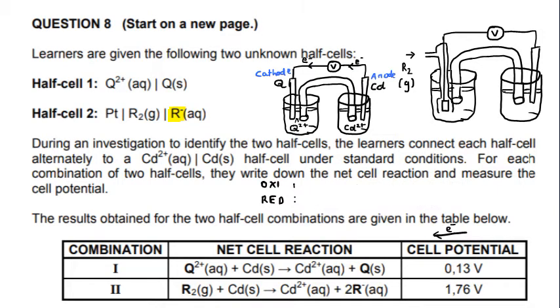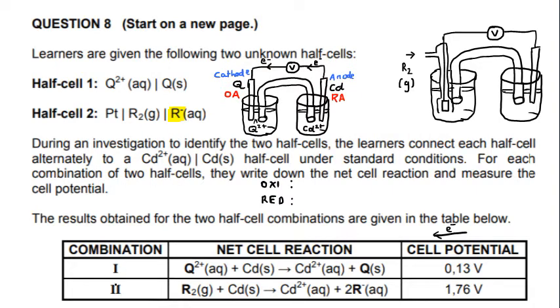We can also add a little bit more extra information over here. Because we know that the cadmium is undergoing oxidation, we can now say that the cadmium is the reducing agent in this case, and it's actually the strong reducing agent. And this Q species is going to be a strong oxidizing agent. So let us put this to the side a little bit.